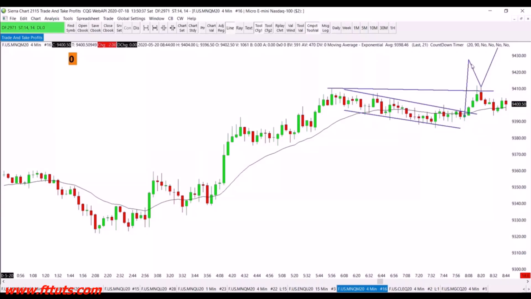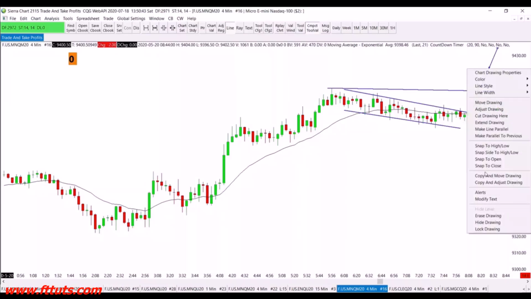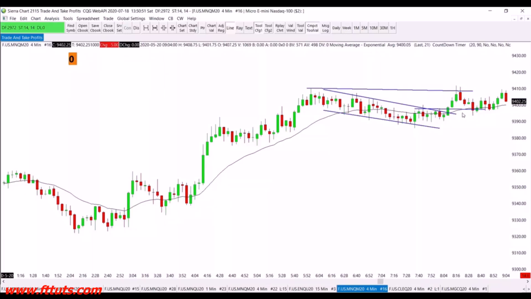So when I see the market breaking out of a channel or a trend line, I'm looking for the next available horizontal level. So it'd be right here, these levels right here. As soon as I see it bounce off these levels, I'm looking to get in. All right, so let me show you guys another example.